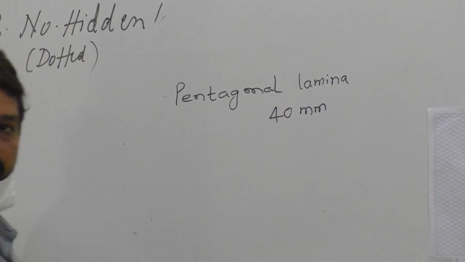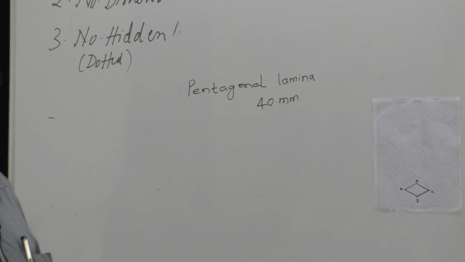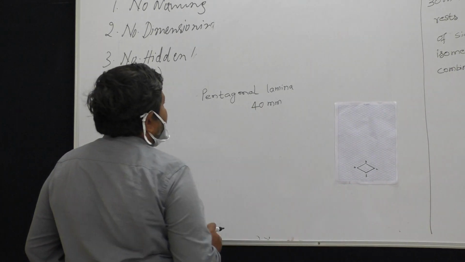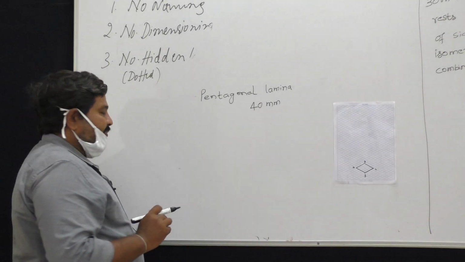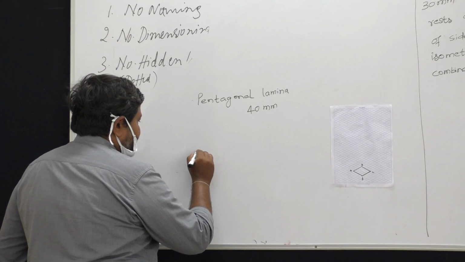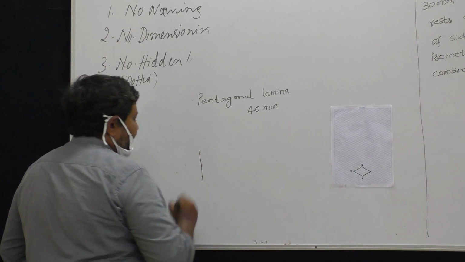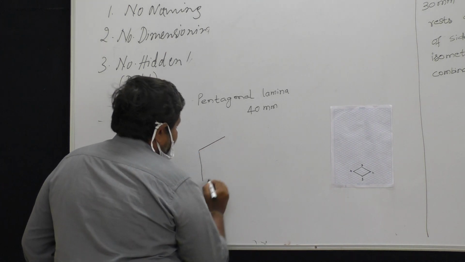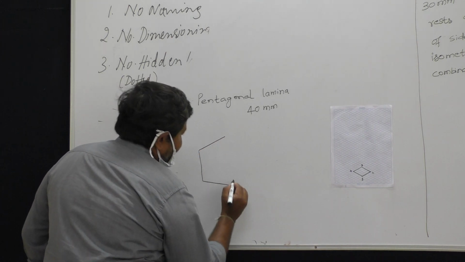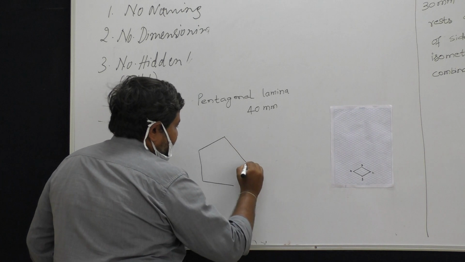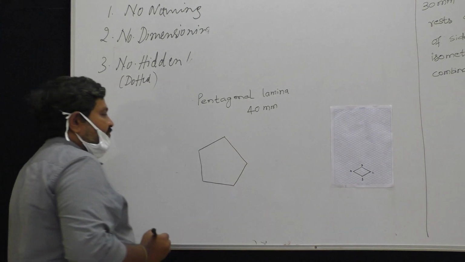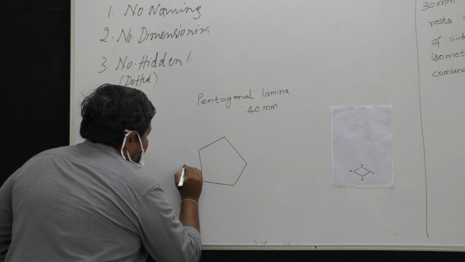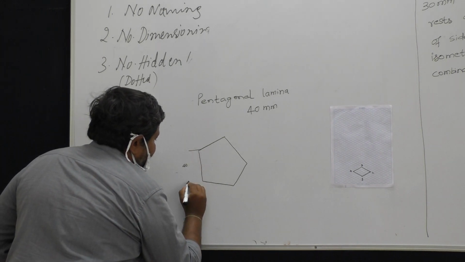Now how to construct the isometric projection of this plane figure? First we have to construct the pentagonal lamina of side 40 millimeters, and we know how to construct the pentagon. So you construct the pentagon of side 40 millimeters. This is the pentagon of side 40 millimeters. So this is the dimension, 40 millimeters.